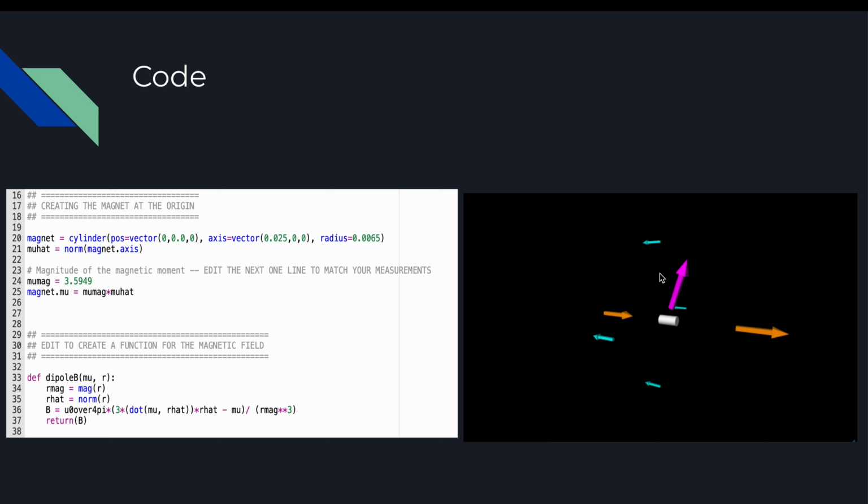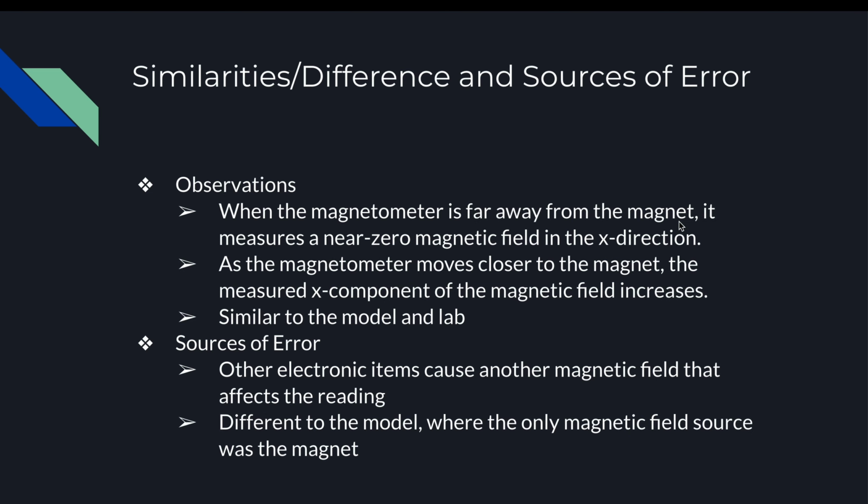I made perpendicular arrows given by the blue arrows, the teal ones. These are off-axis arrows, and then the orange ones are going to be parallel to the axis, and the purple one is going to be 45 degrees off the axis.